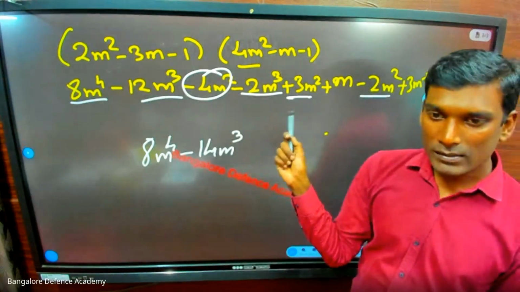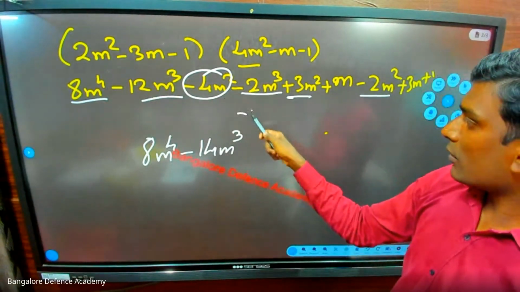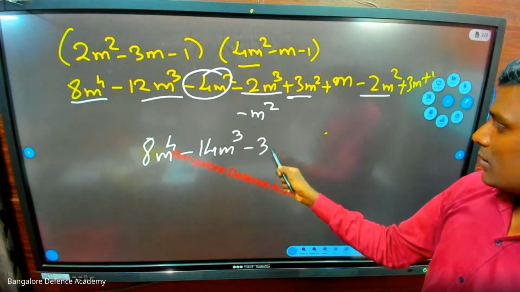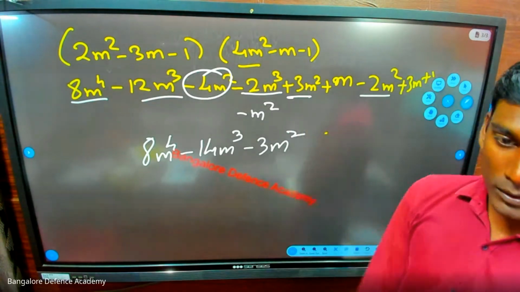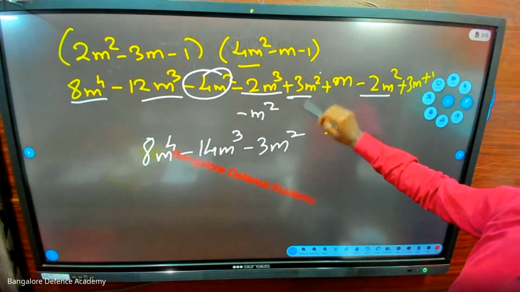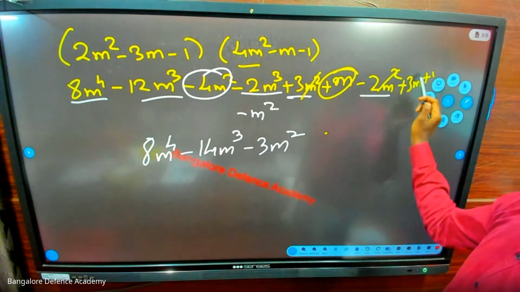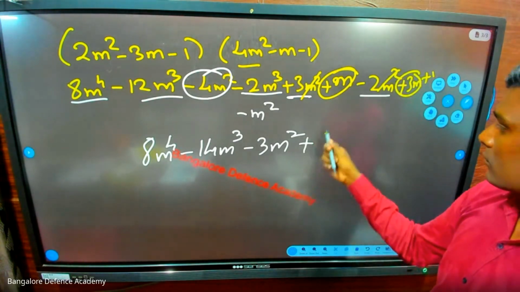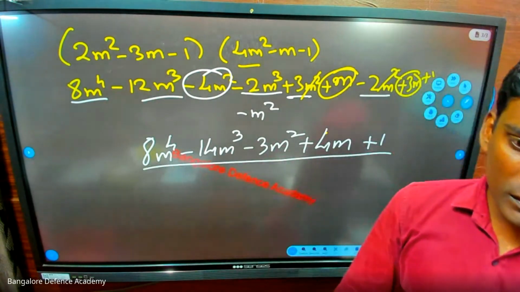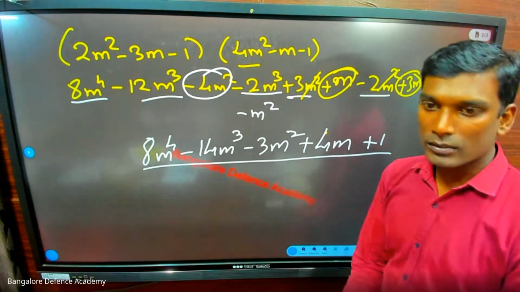Minus into plus, minus, sign of greater number, you get minus m square here. Then you have m square is also done. And now you have m. m plus 3m is how much? Plus 4m square. Plus 1. This is the answer. You got the same answer? Yes, sir. Correct?